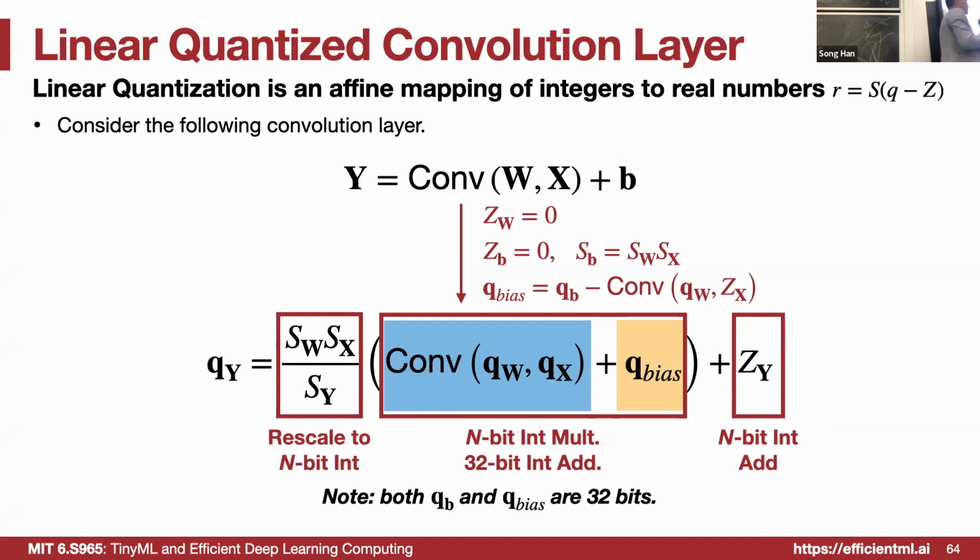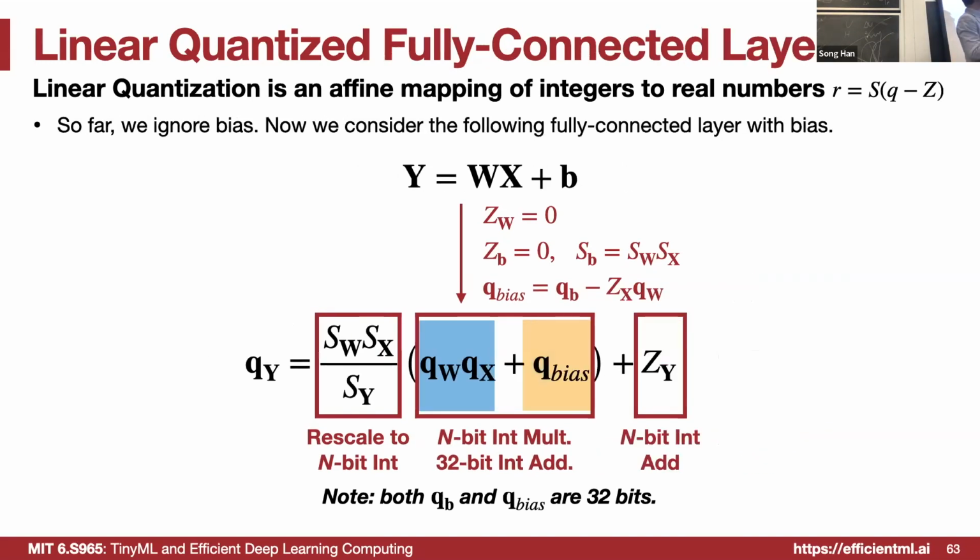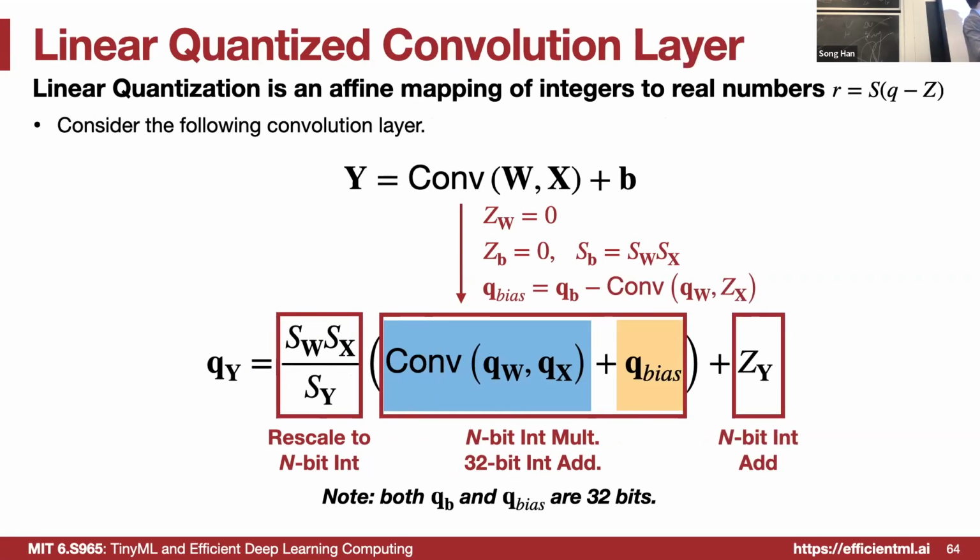That is matrix multiplication. So what if we have convolution? It's very similar. We just replace this matrix multiplication with a convolution. So that solves the problem for convolutional neural nets as well.